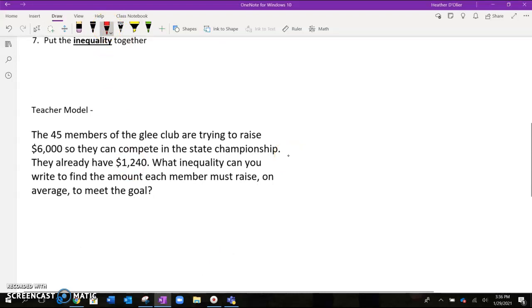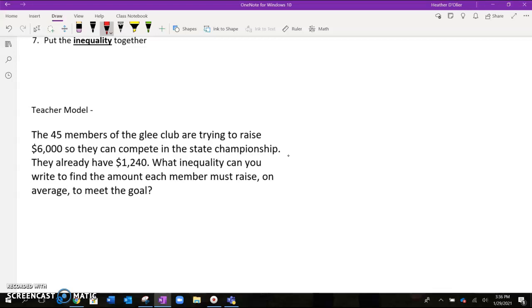So the 45 members of the Glee Club are trying to raise $6,000 so they can compete in the state championship. They already have $1,240. What inequality can you write to find the amount each member must raise on average to meet the goal?